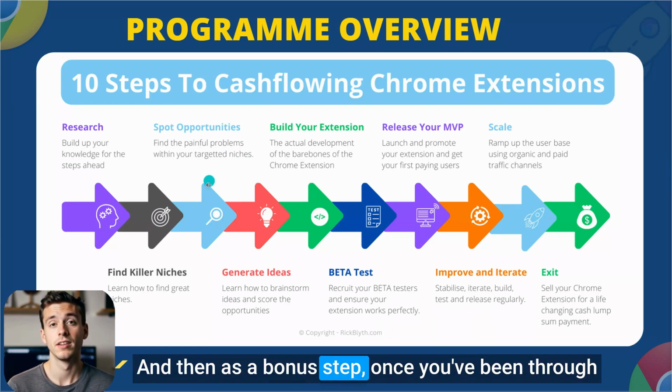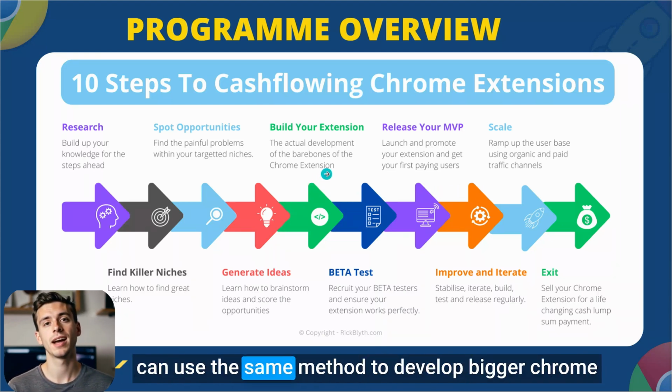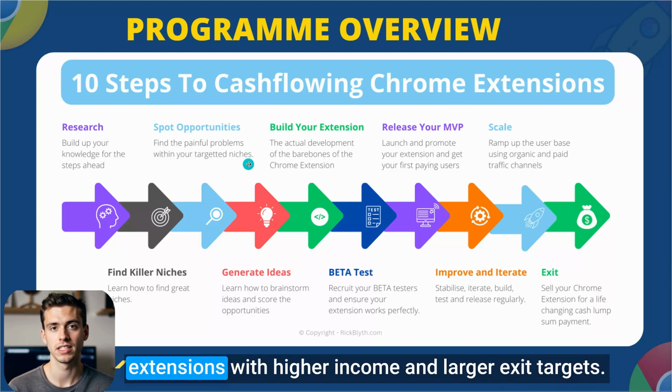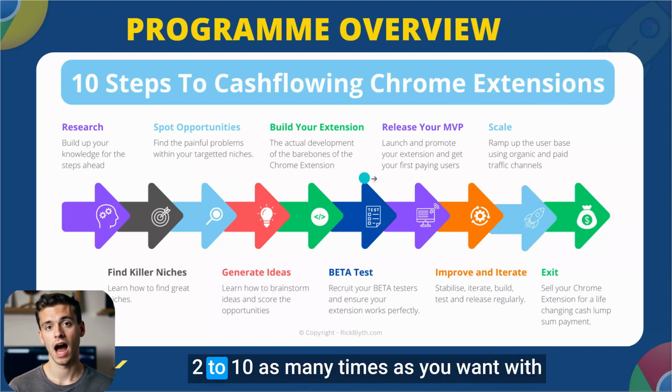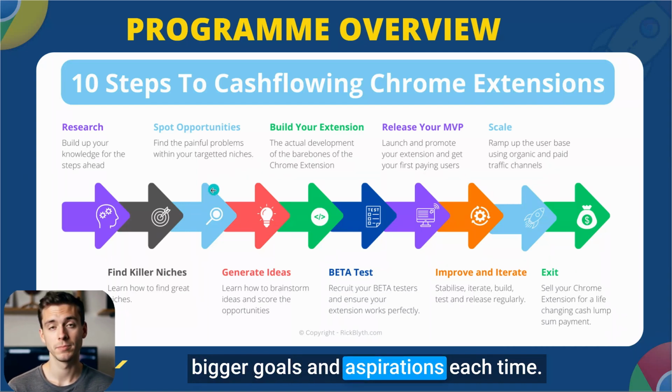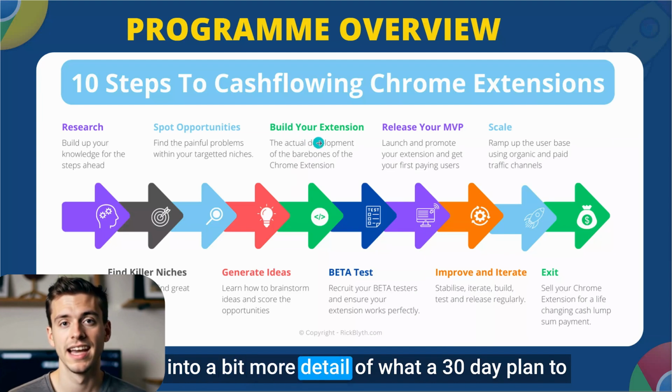And then as a bonus step, once you've been through this journey for one successful Chrome extension, you can use the same method to develop bigger Chrome extensions with higher income and larger exit targets. You just simply rinse and repeat steps 2 to 10 as many times as you want, with bigger goals and aspirations each time.